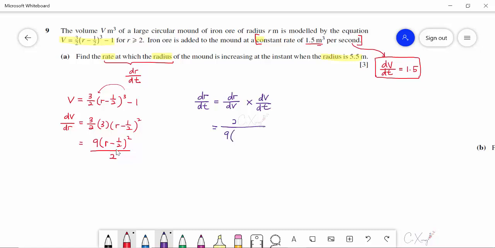You have to substitute the value of r. The value of r is 5.5 here. So it will be 5.5 minus 0.5, half is 0.5, right? Then square. Then multiply by dV over dt here, which is 1.5. All right, so by just pressing the calculator, you'll get the answer, which is 1 over 75 meter per second, or you can write it to 3 significant figures, which is 0.0133 meter per second.